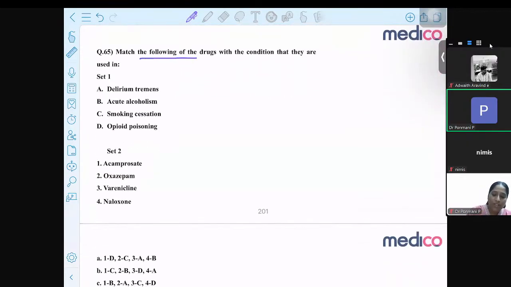Match the following drugs with the condition that they are used in. Yesterday we saw a list of antidotes, if you remember. So with that we will try to match. Which is the easiest one among these? We know about opioids, and for opioids the drug is naloxone. So we have already fixed one: D is 4. And for smoking cessation, is there any drug among these? Yes, there is a drug called varenicline. So C goes for 3.